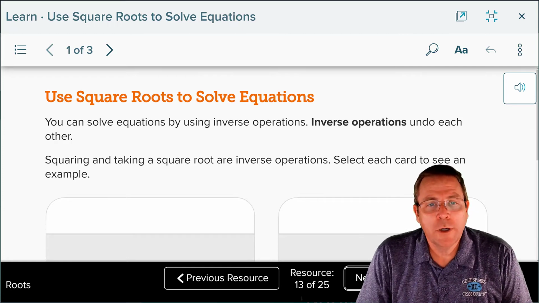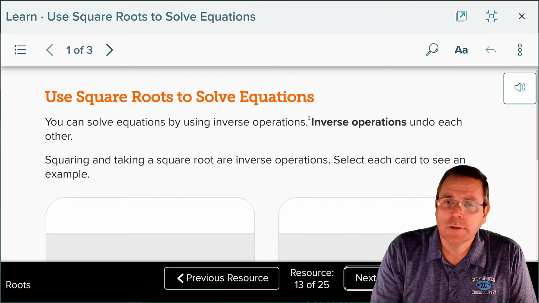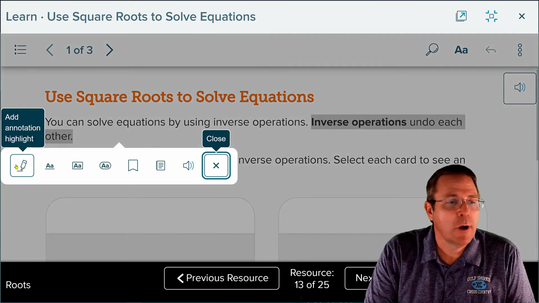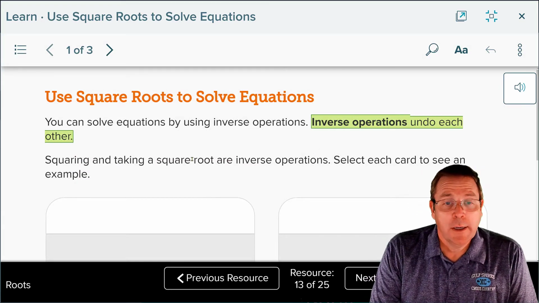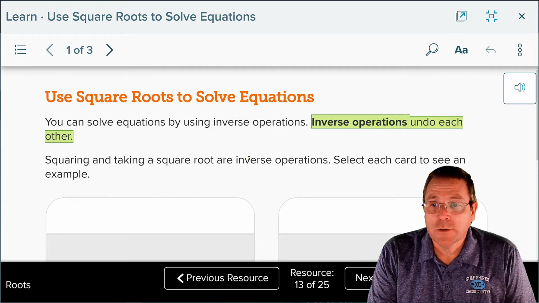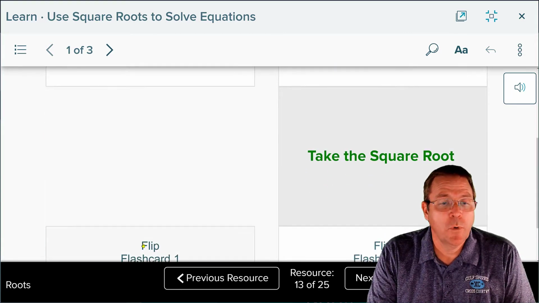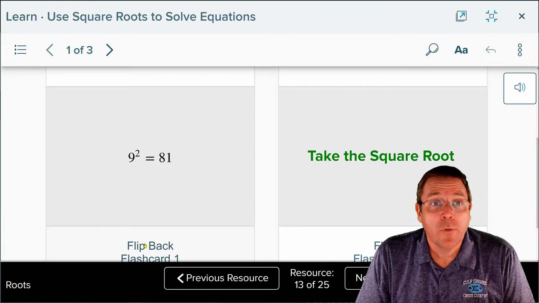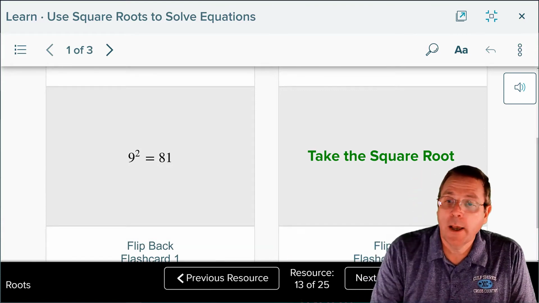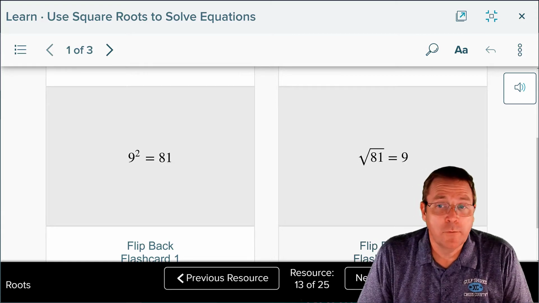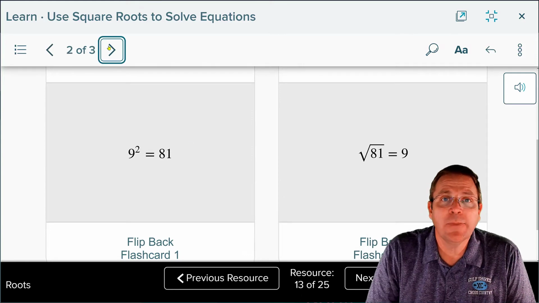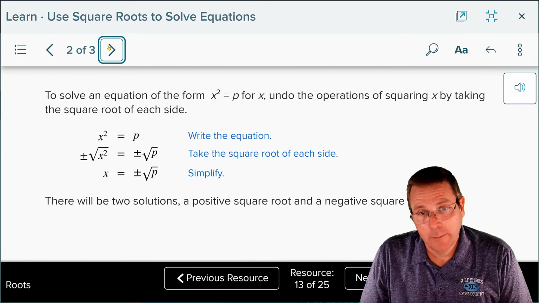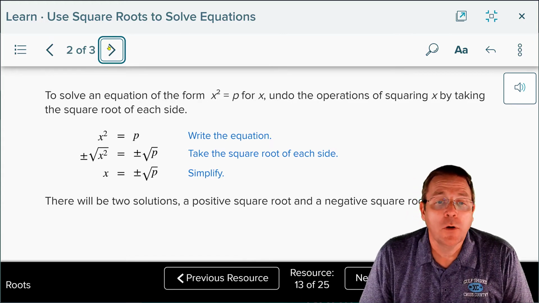You can solve operations by using inverse operations. And remember, inverse operations are operations that undo each other. Vocab word. Squaring or taking a square root are inverse operations. So we're going to select each card to see an example. The square of a number, for example, 9 squared, is going to be 81. However, the square root of 81 is going to be 9. These are inverse operations because they do the opposite thing to the number. One multiplies it times itself, the other goes back to the root to find out what was multiplied by itself.